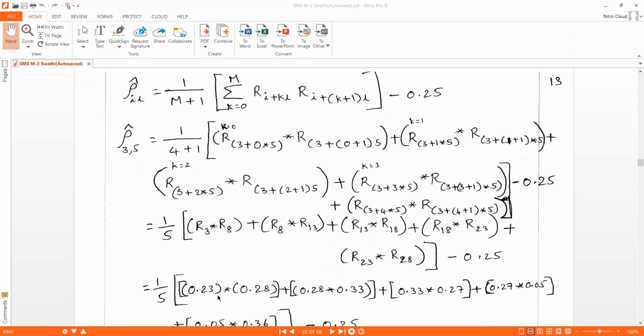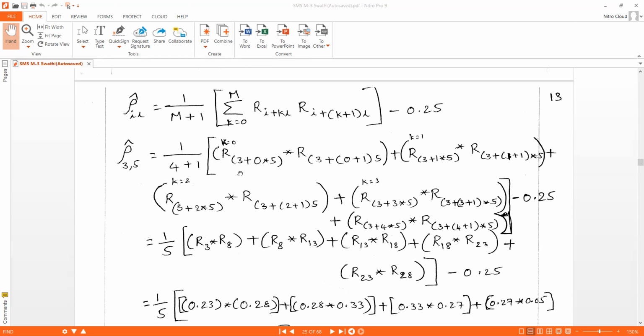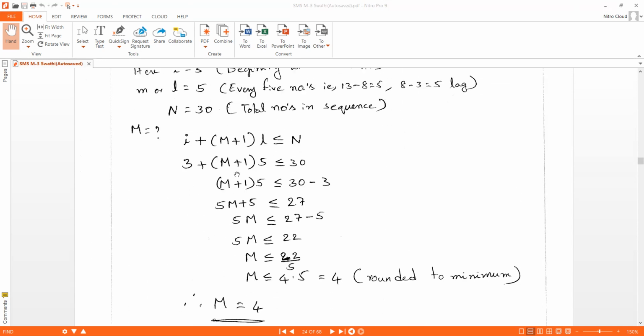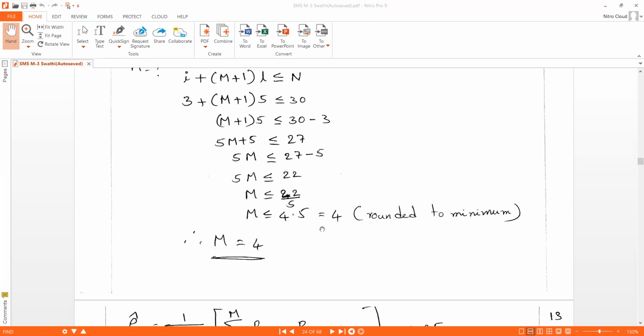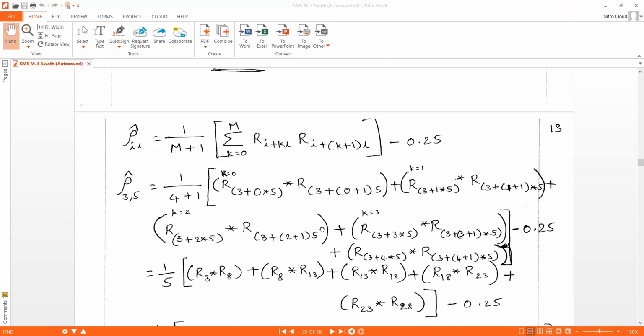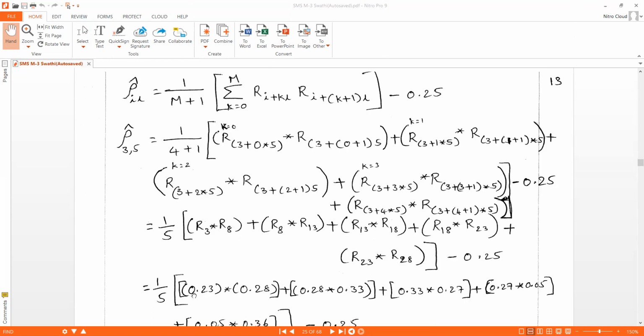0.23, into R8. What is the R8 value? This is R1, R2, R3, R4, R5, R6, R7, R8. R8 is 0.28. We will substitute 0.28 here. Then it is 0.23 into 0.28, plus, next, the R8 value we have just taken, that is 0.28, into, what is the R13 value?